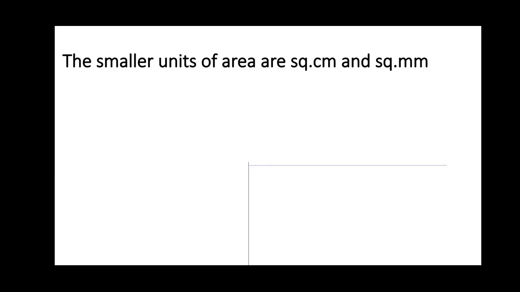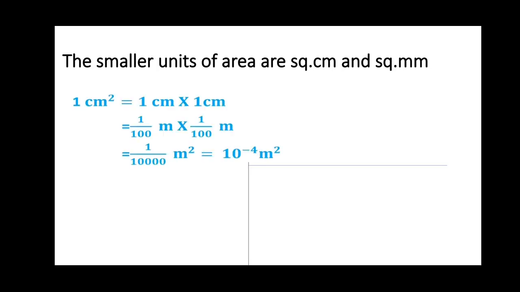The smaller units of area are square centimeter and square millimeter. First of all, let us see the conversion of 1 centimeter square to meter square. 1 centimeter square means 1 centimeter into 1 centimeter. That is 1 by 100 meter into 1 by 100 meter. From where did we get 1 by 100 meter?